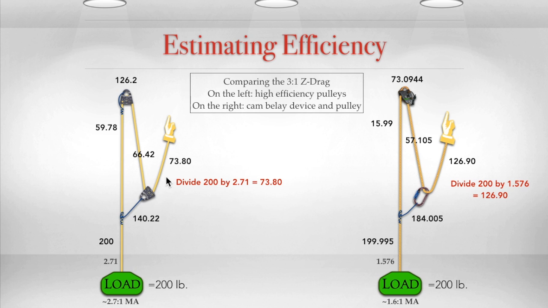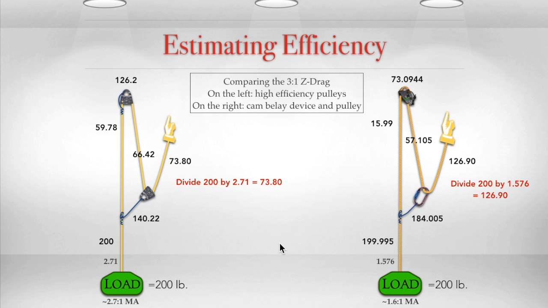Right off the bat, we input our 73.80, which after our loss of just 10%, because this is a 90% efficient pulley, we get 66.42 pounds, which leaves us with 140 pounds sitting here on our pulley. That 66.42 comes up, and after we go through another high efficiency progressive capture, 59.78 comes out, and we're left with about 126.2 pounds on our anchor. As that 59.78 comes down, it meets up and is added to our 140, which gives us our 200 pounds.